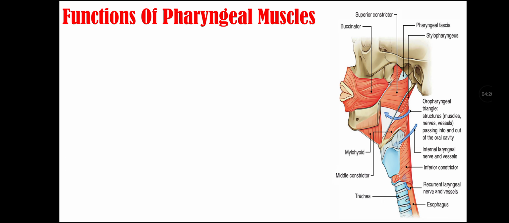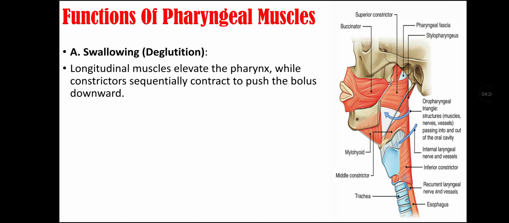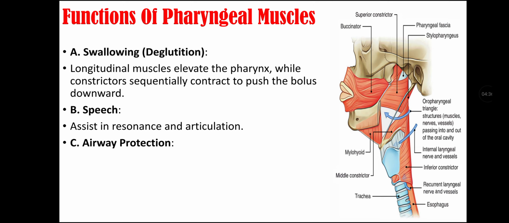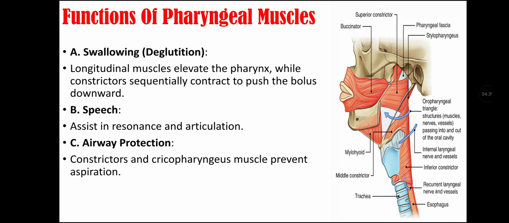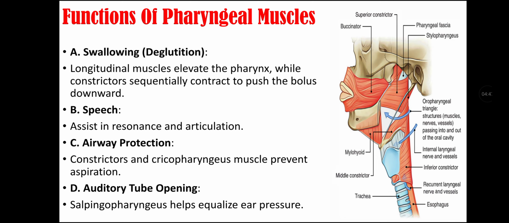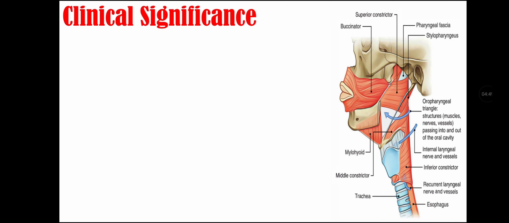Functions of pharyngeal muscle. First function is swallowing, that is also called deglutition. Longitudinal muscles elevate the pharynx while constrictor muscles sequentially contract to push the bolus downward. Second function of pharyngeal muscle is speech, as these muscles assist in resonance and articulation. Third function is airway protection, as constrictor and cricopharyngeal muscles prevent aspiration. Fourth function is auditory tube opening, as salpingopharyngeal muscle helps equalize air pressure.